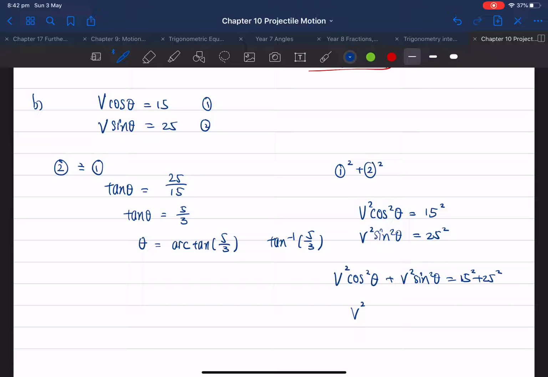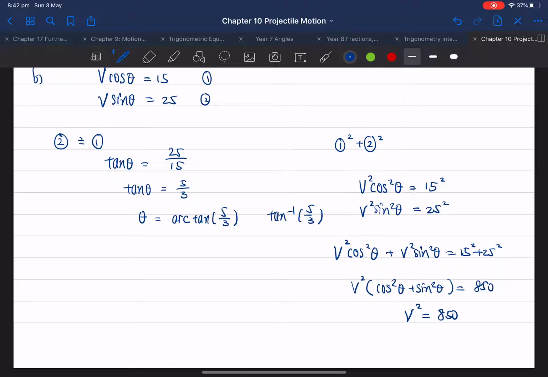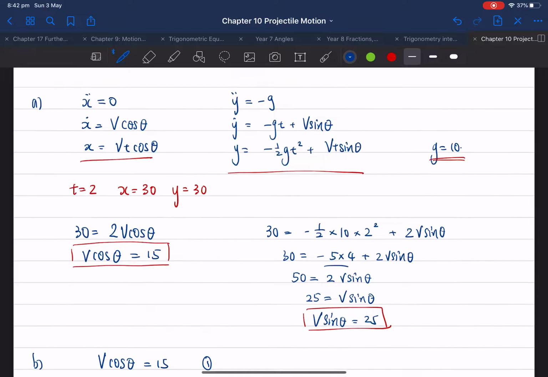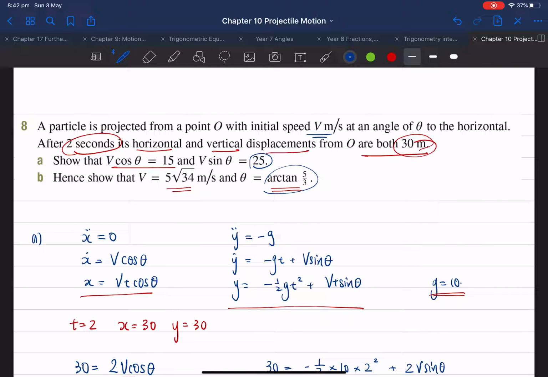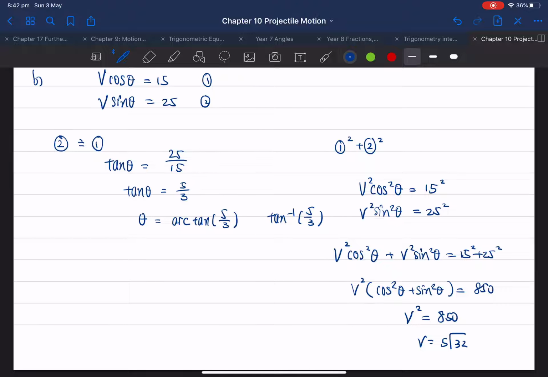That gives you v squared bracket cos squared theta plus sine squared theta, which is equal to 15 squared plus 25 squared, which is 850. Cos squared theta plus sine squared theta, have you remembered, that is equal to 1. So therefore, v squared is equal to 850, and you should be able to square root that number. Let's check the answer: it's 5 square root of 34. Sorry, 850 divided by 25 is 34. Good, that is our right answer, 5 square root of 34.